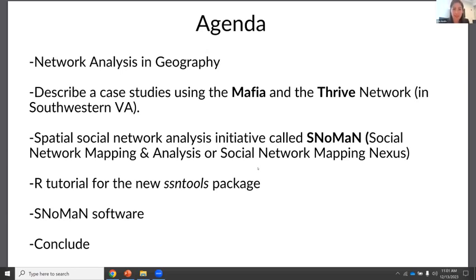Then I'm going to describe a spatial social network analysis initiative called SNoMaN. We haven't decided what exactly it stands for, but we're still working on that. Then I'll talk about our tutorial for a new package called Spatial Social Network Tools, SSN tools. And today I'll demo our SNoMaN software, which does stand for Social Network Mapping and Analysis. It is free open source web-based software where you can analyze your own social network.